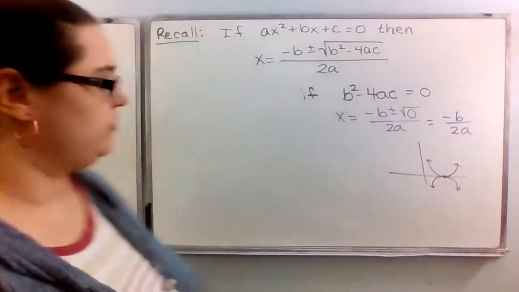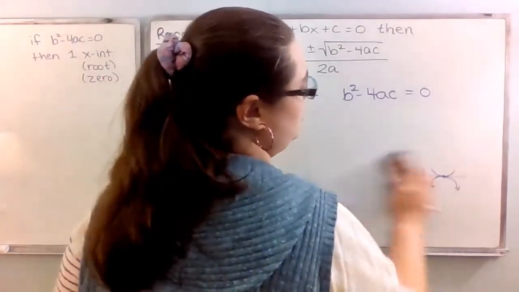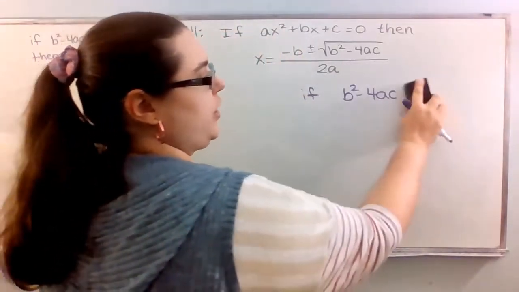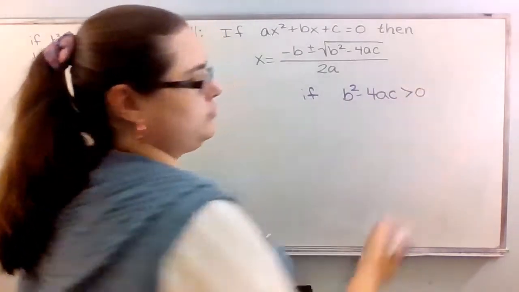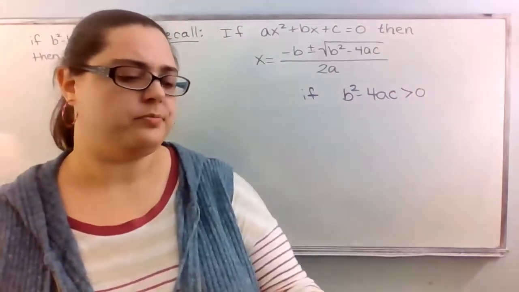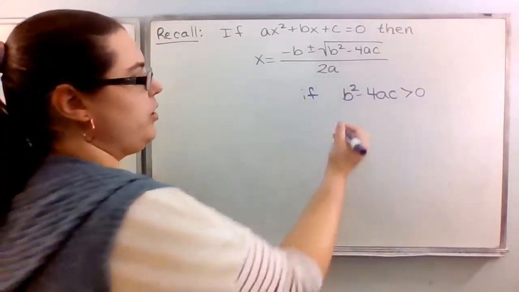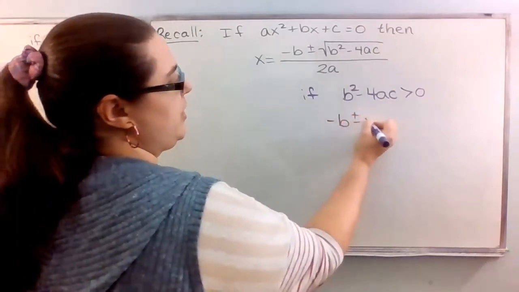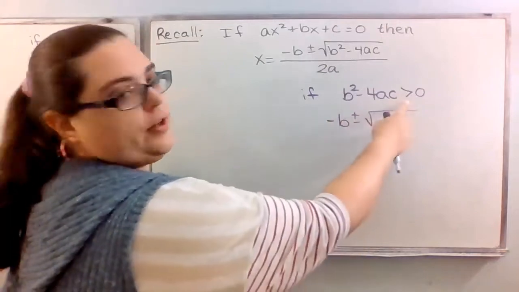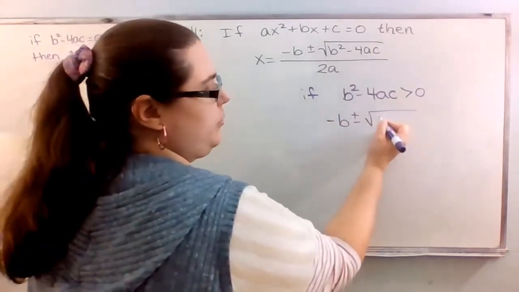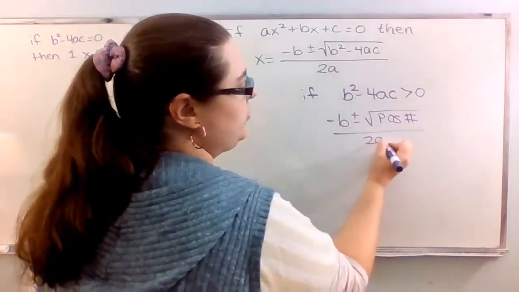What if it's not 0 though? So what if this b squared minus 4ac is greater than 0? Let's see what happens then. If b squared minus 4ac is greater than 0, we're going to get negative b plus or minus the square root of that b squared minus 4ac. Now, being greater than 0 means you're a positive number. So I'm just going to write a positive number here because we don't know what else that is, all over 2a.